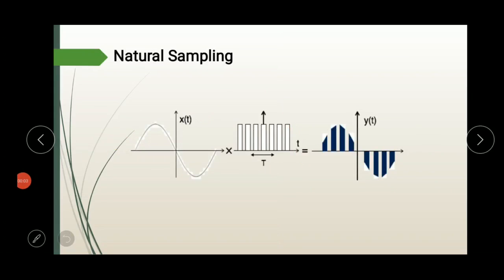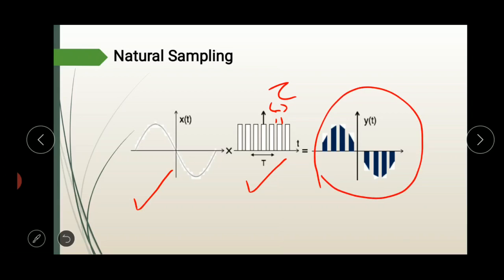Next is natural sampling. Natural sampling is a practical method. In natural sampling, the pulses have a finite width equal to tau. So here we use finite interval pulses. Noise interference is less due to finite interval pulses. At the input of the multiplier we give two signals, one the continuous signal and the other the pulse train. Then we multiply these two signals, and at the output we get these natural samples.